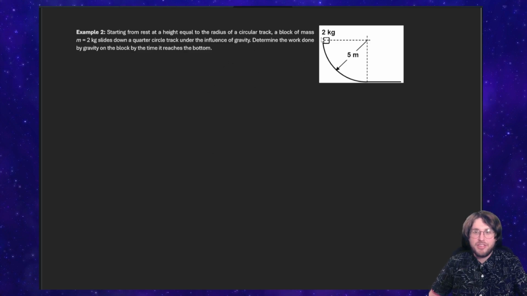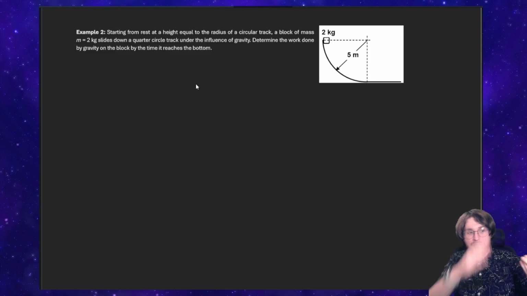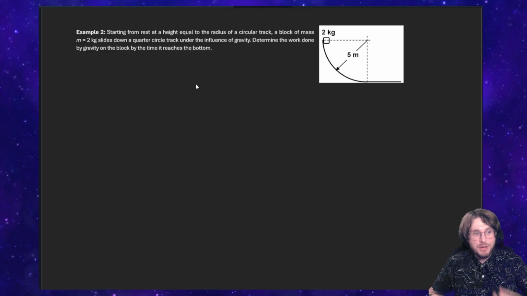The block that's starting at rest here has a mass of 2 kilograms and it's sliding down this quarter circle under the influence of gravity and gravity alone. So our goal here is to determine the work done by gravity on the block by the time it reaches the bottom. Now, the lesson I want you to learn from this one is something that we're going to get to later when we get to the concept of conservative forces, which is that gravity doesn't really care about the path that an object takes when it reaches the bottom, at least in terms of energy.